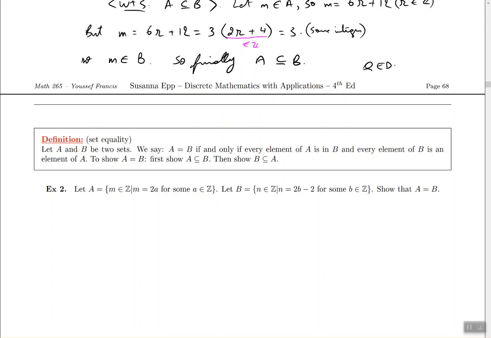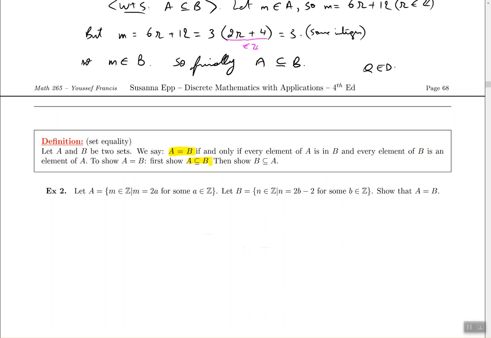So it is natural to ask, when will two sets be equal? What makes two sets equal? This is what's being defined in this box. We said that two sets are equal if the first set is a subset of the second, and also the second is a subset of the first. So there are basically two proofs that you have to do in order to show that two sets are equal.